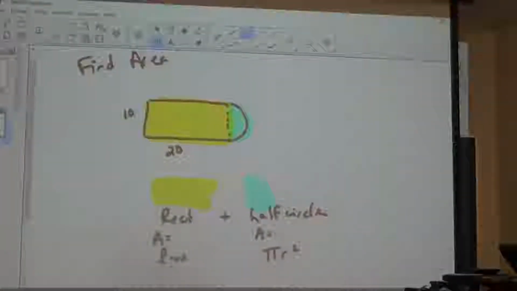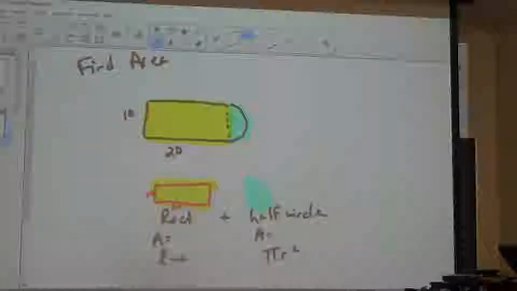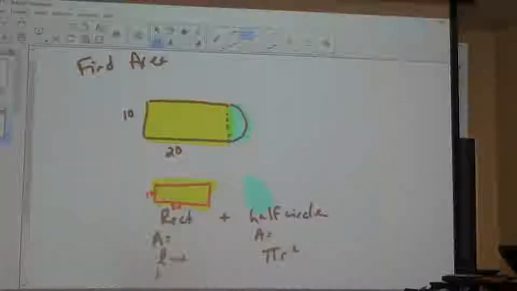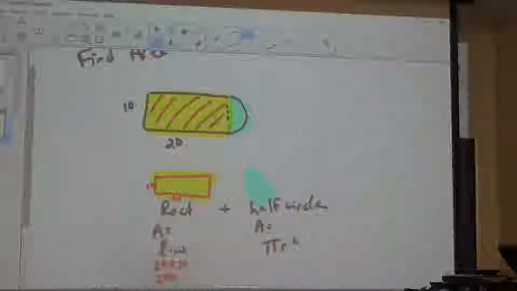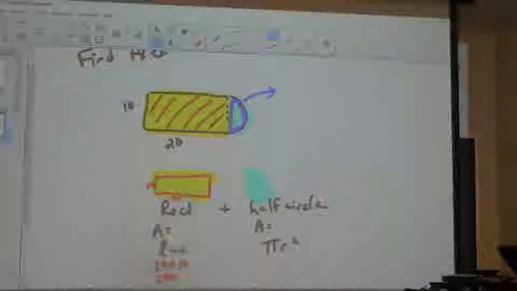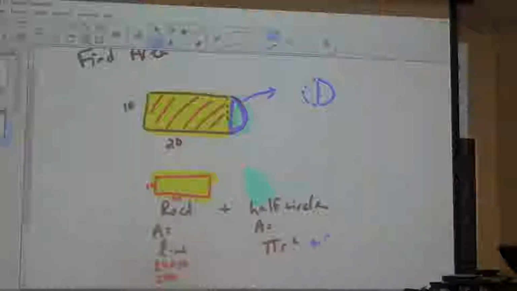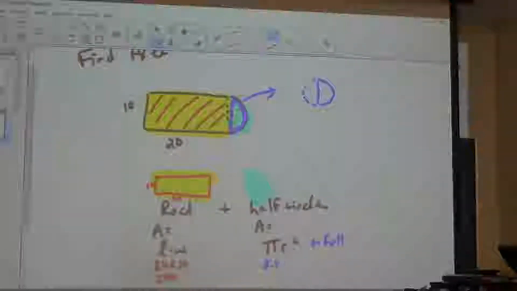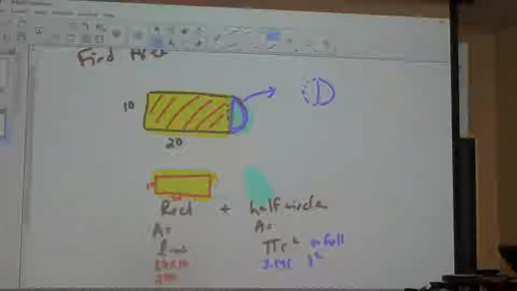So if you look at your rectangle, can you tell that my rectangle is 20 by 10? Are we good with that? 20 times 10 is 200. So my rectangle is 200. Now we have to do our half circle. Now, I know the formula for a full circle is pi r squared. So I'm going to do 3.14 times something squared. What is the radius of that circle?